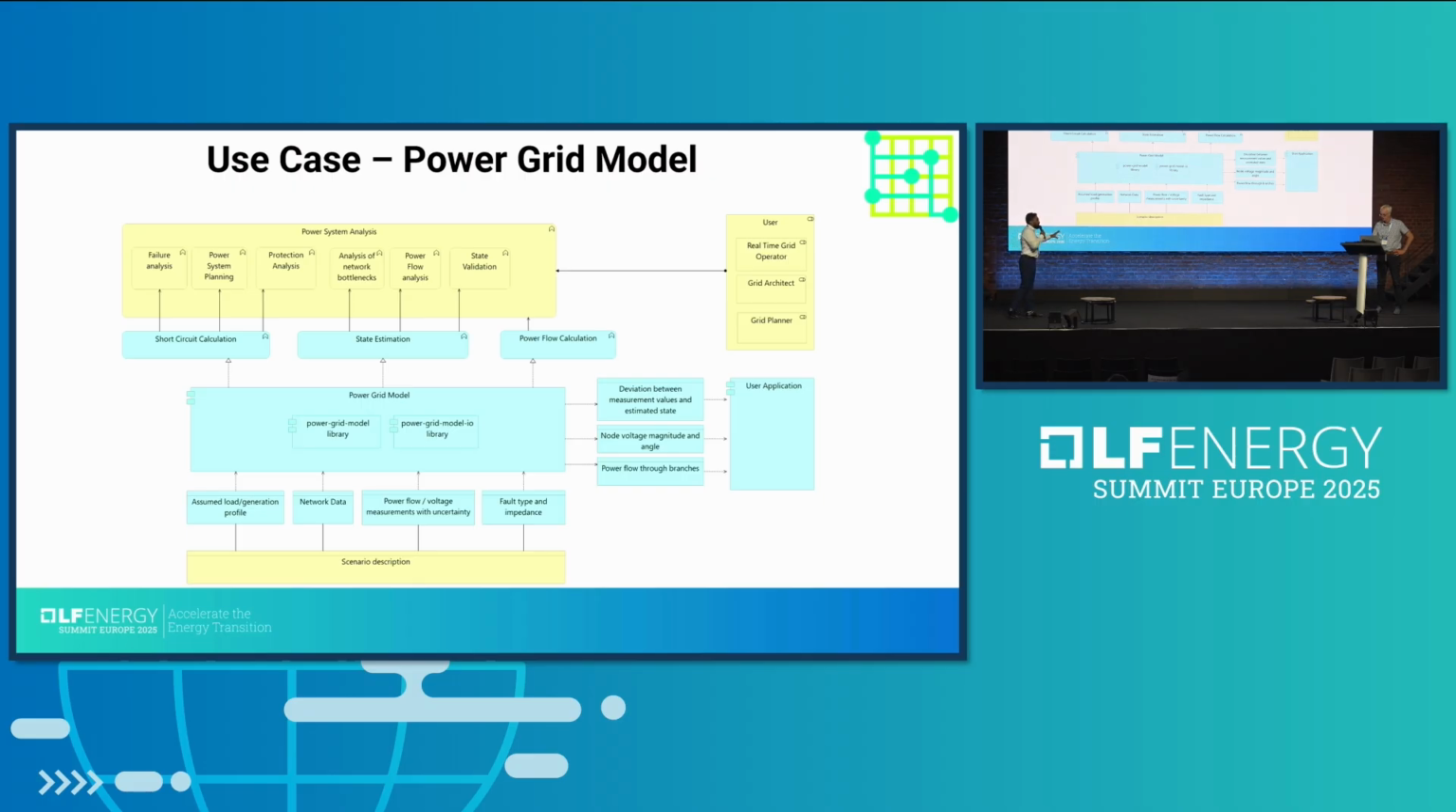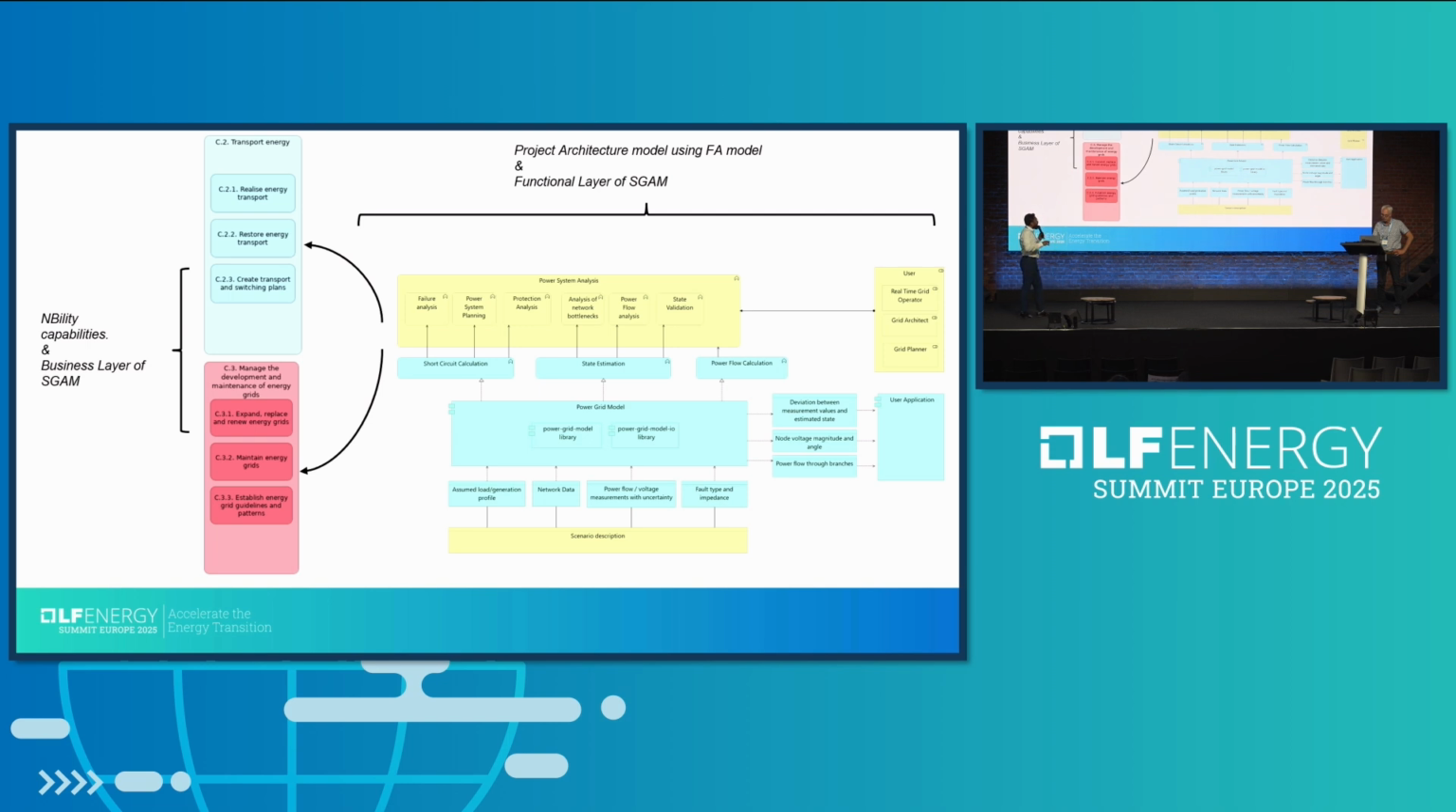This is a generic example of the project architecture which we made with our colleagues from Alliander, Power Grid Model. There was also a good presentation about it, so I assume some of the aspects are recognizable for you. What we did here is create the project architecture based on the functional architecture and link it to the relevant capabilities on the basis of the Nbility capability model, which was just explained to you minutes earlier.